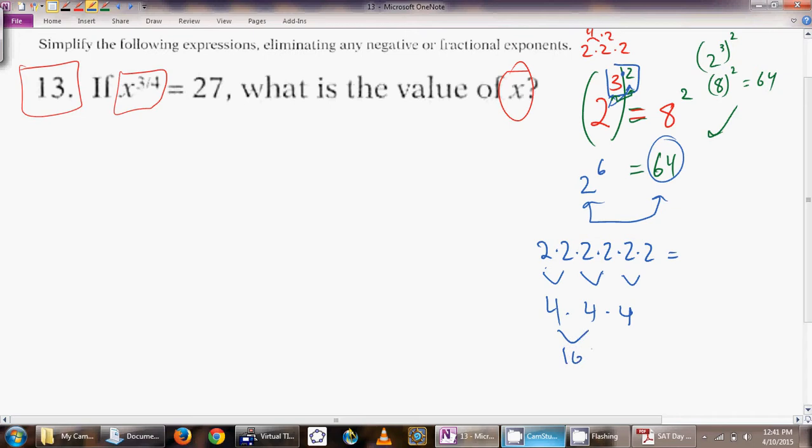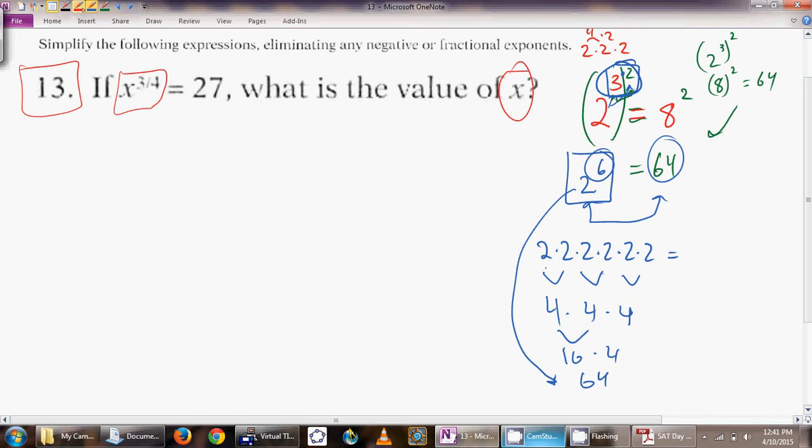4 times 4 is 16. Well, 4 times... Oh, look at that. 2 to the 6th power does in fact equal 64, verifying that this rule is correct: whenever you have a power raised to another power, the rule is multiply the powers. And you'll see why that's useful here.